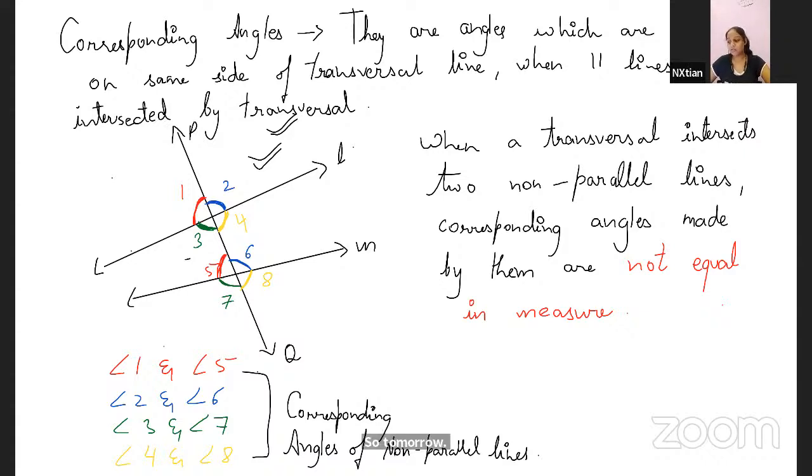Today we saw how corresponding angles are formed in non-parallel lines. Tomorrow, I will show you how corresponding angles are formed in parallel lines and how they will be equal. If they are made in parallel lines, they will be equal; in non-parallel lines, the measure will be unequal. But corresponding angles will be made in both. So we'll continue from here tomorrow.